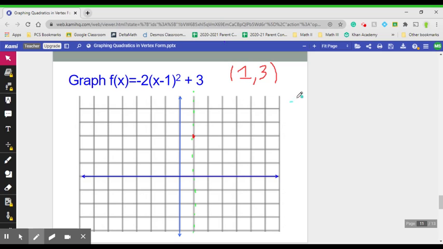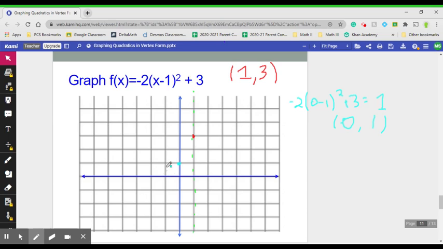So we'll plug in 0 for x to find our y-intercept first, and evaluate this expression with 0. So we have 0 minus 1 is -1. -1 squared is 1. 1 times -2 is -2. -2 plus 3 is equal to 1. So we have the point 0, 1. And so we can plot 0, 1 on our graph.